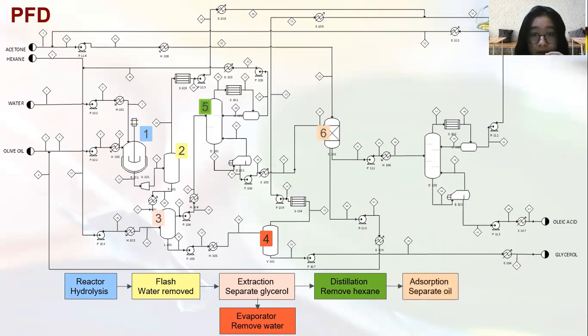And then we'll have an adsorption column here to separate the olive oil, where the adsorption column is packed with silica gel. The silica gel will adsorb the oleic acid from the olive oil. So the olive oil will flow out and recycle back to the process, while the oleic acid in the silica gel will be dissolved by using acetone. The oleic acid together with acetone will be sent to the distillation column, where the acetone, which has a lower boiling point, will be removed and recycled back to the process again, while the oleic acid will be sent out at a purity of 93%.